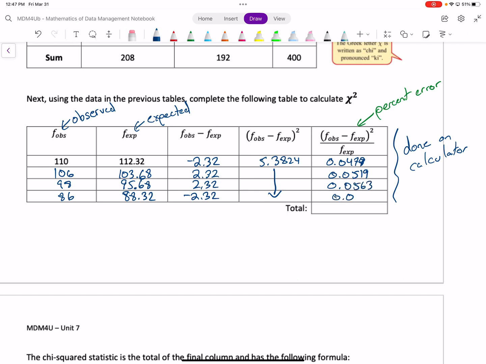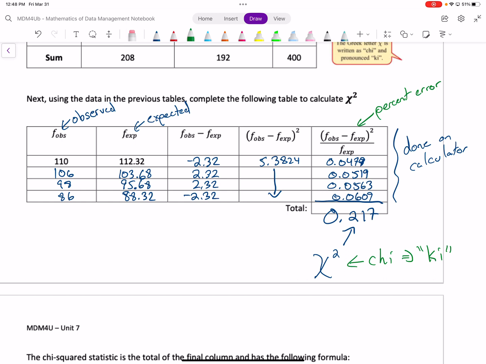You can just copy these numbers down. And then as a total, this number is more important. This is like the whole percent error of all of your categories versus the expected. This is what's called chi-squared. Chi is spelled C-H-I, but pronounced "ki." So chi-squared is an interpretation of the percent error of expected versus observed.